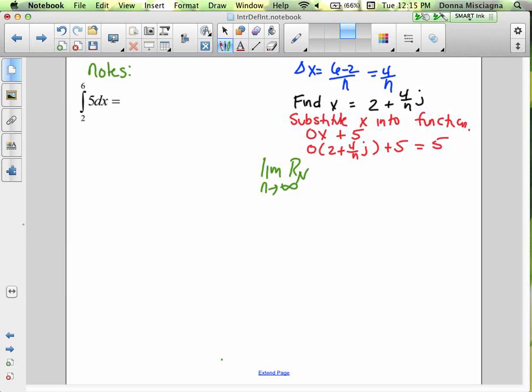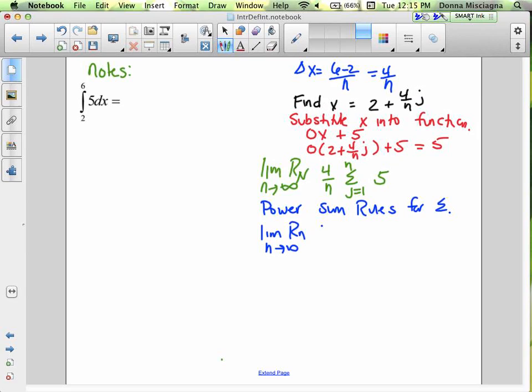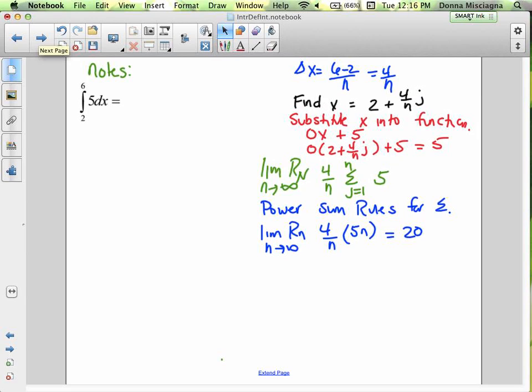So we have change in x, which is 4 over n, sigma j equals 1 to n of 5. Well, nothing to factor out. We can just go right to power sums. This one's a quick one. So the limit of Rn as n goes to infinity: we have 4 over n, and then the 5 becomes times 5n. The n's cancel, and that's 20. There's our limit.